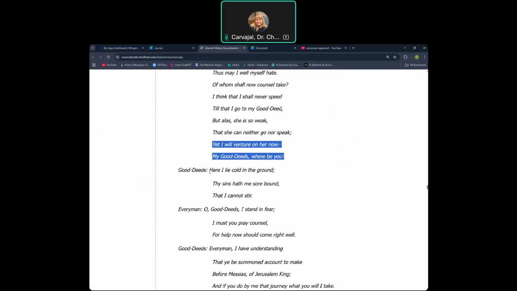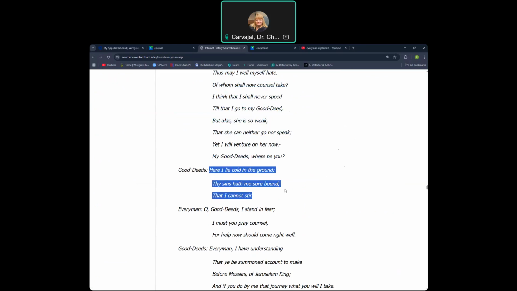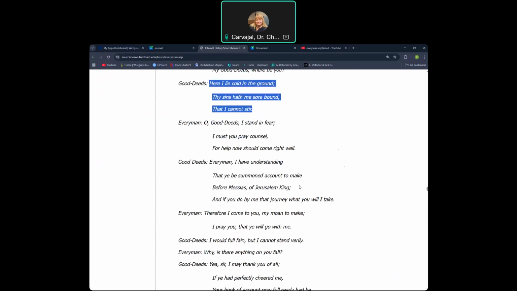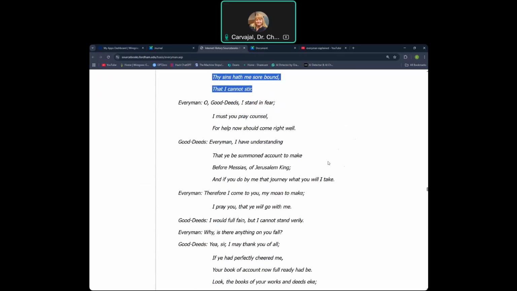And she says, here I lie cold in the ground. Thy sins hath me sore bound that I cannot stir. So you've been so sinful and your sins have so overpowered any good deeds you did that I can't even get up off the ground. And he goes, I'm really worried. I must pray counsel for help now should come right well. In other words, I really need some help right now.